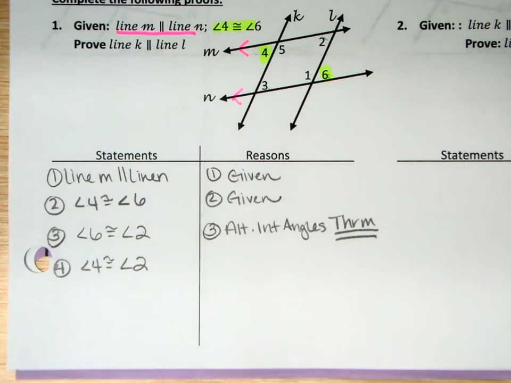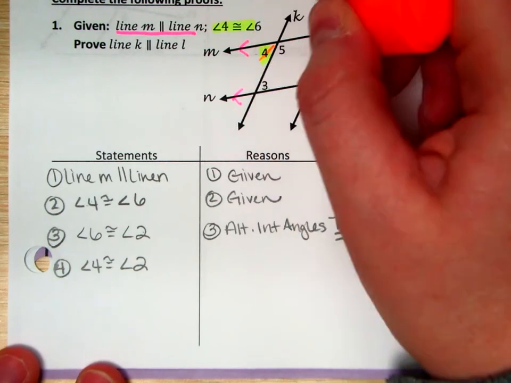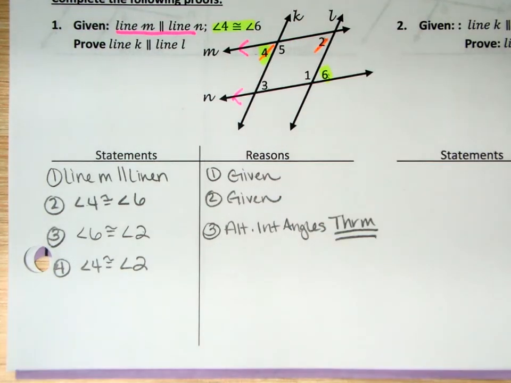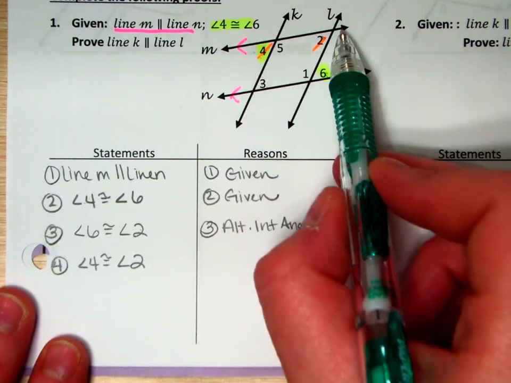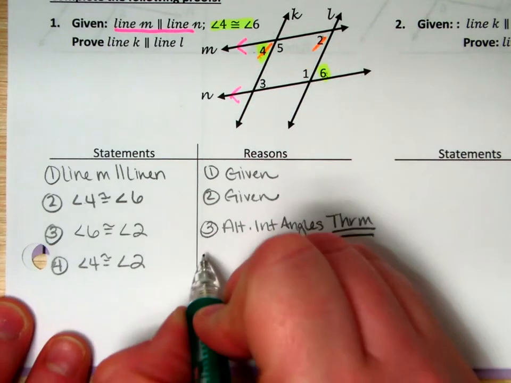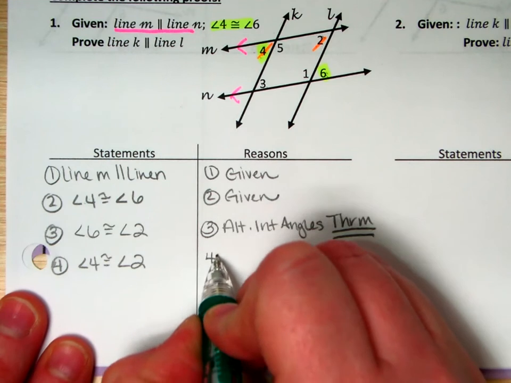And so what I'm going to do really quick is highlight these in a different color, just so I can say, hey, I know what type of angles they are. So this one here is now congruent to here. And I said I had to be on either transversal M or transversal N. 4 and 2 are on the same line of M, so lines L and K are now parallel. So this is the transitive property.